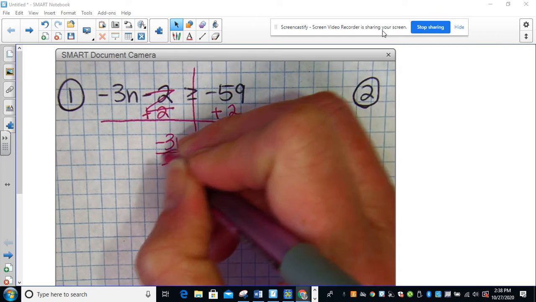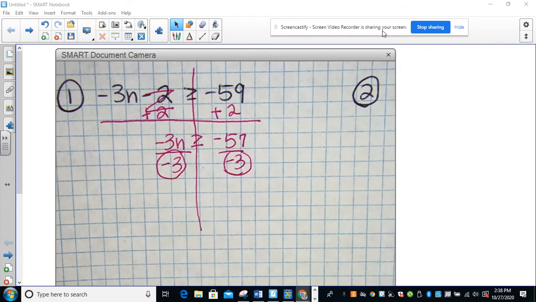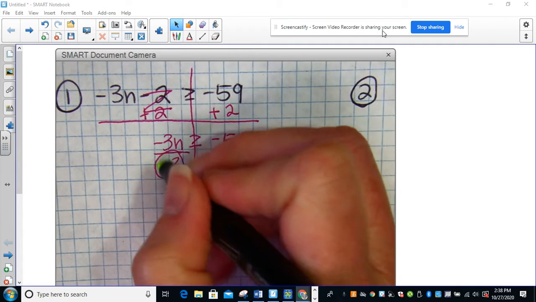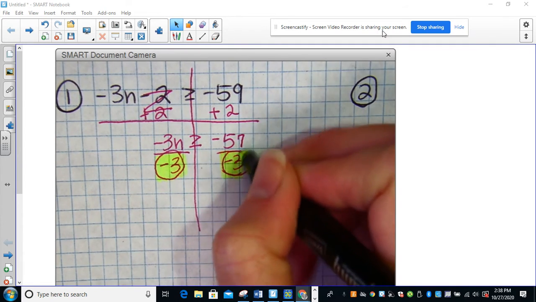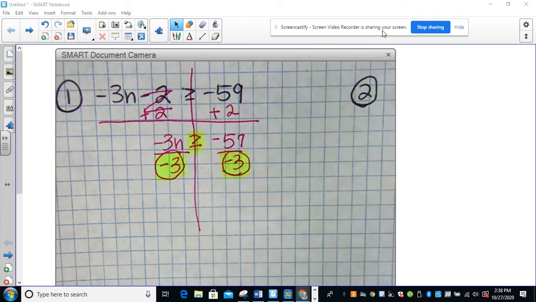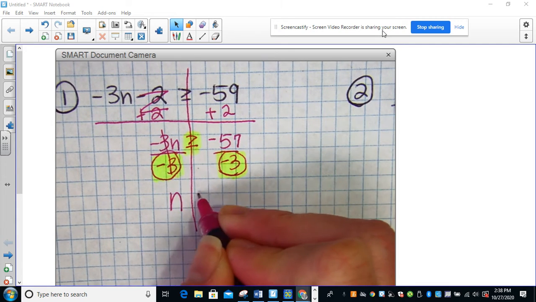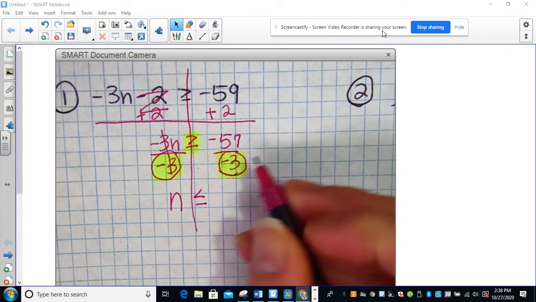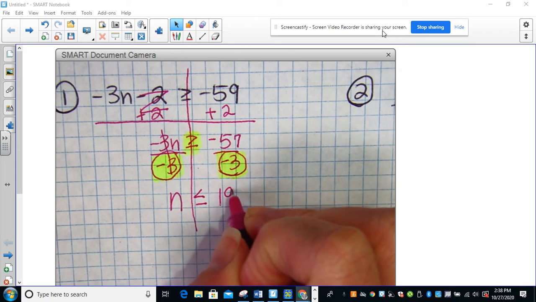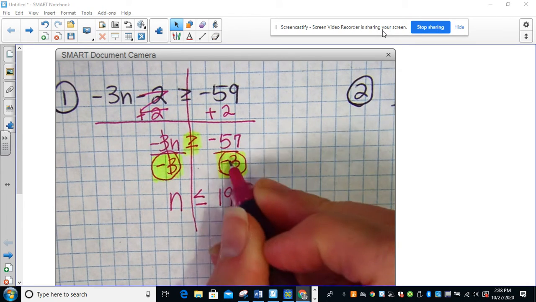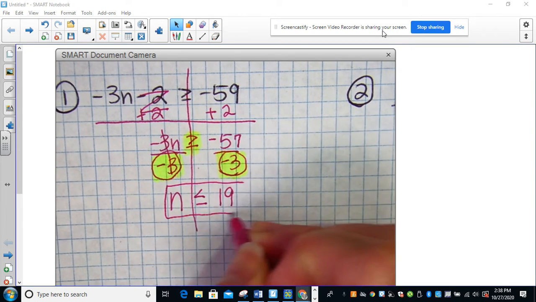When you divide by a negative number, this is the only tricky part with these. When you're dividing by a negative, this sign has to flip. So these cancel. This becomes a less than or equal to, and then the answer is a 19 positive, because a negative divided by a negative is a positive.